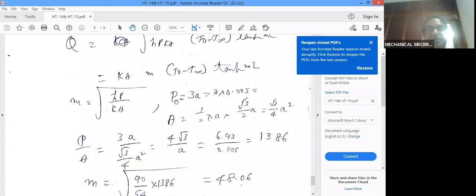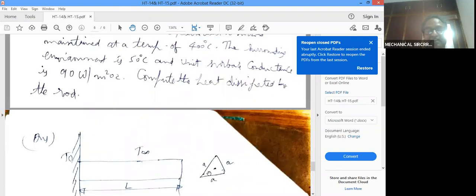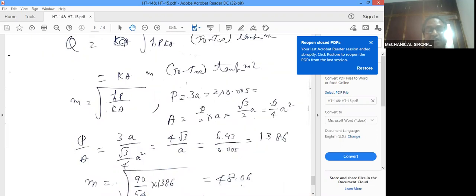So the perimeter, how do you calculate the perimeter of the equilateral triangle? You have to add all the three sides, a plus a plus a. So the perimeter of the equilateral triangle is 3a, that is 3 into 0.005. Okay, keep that one.